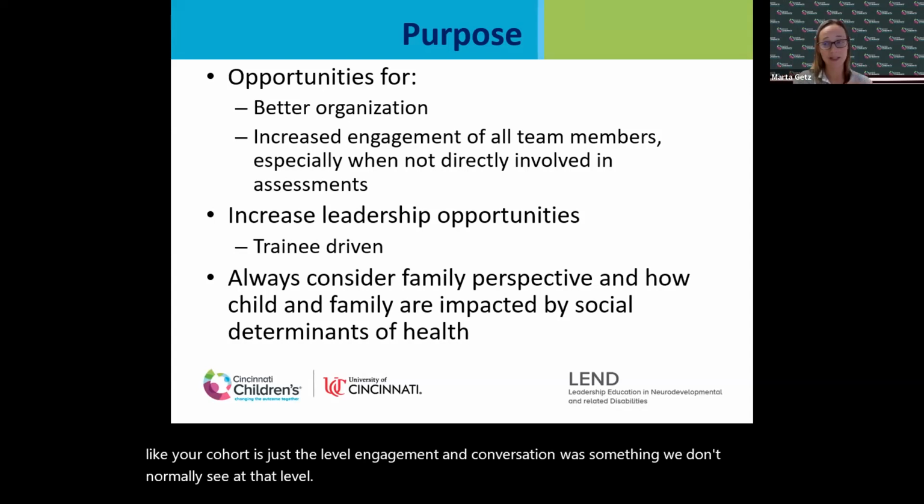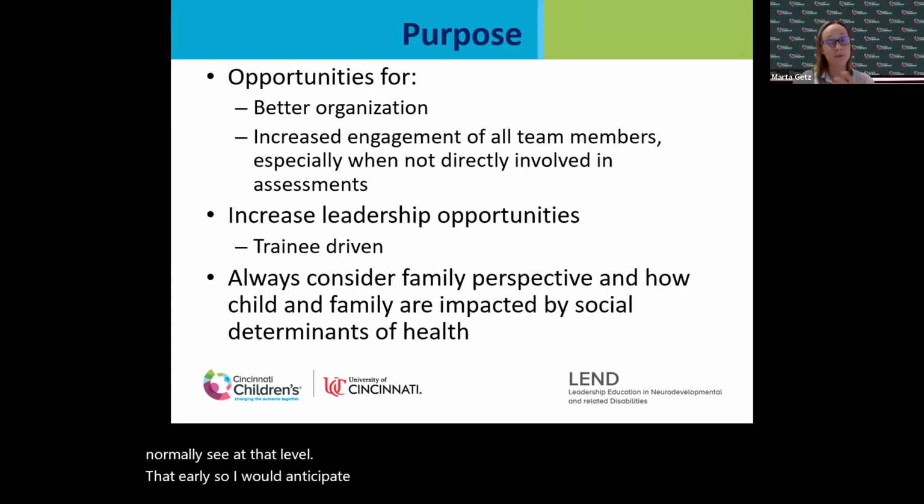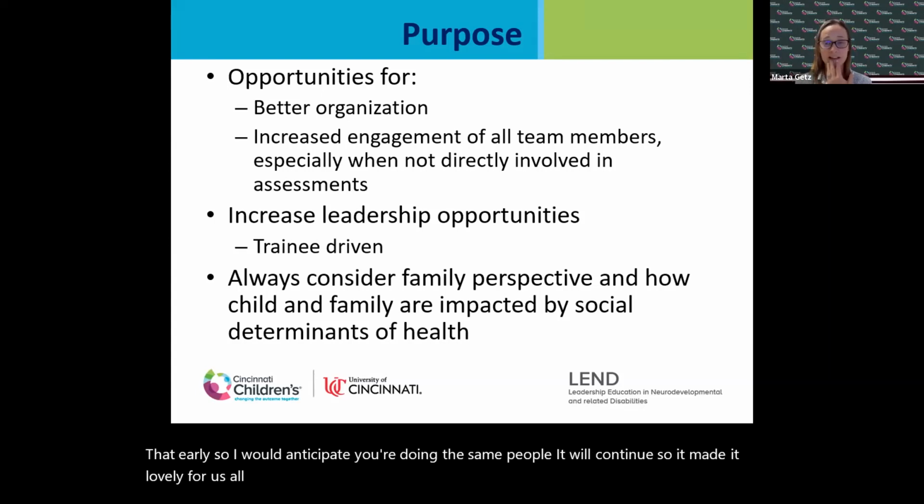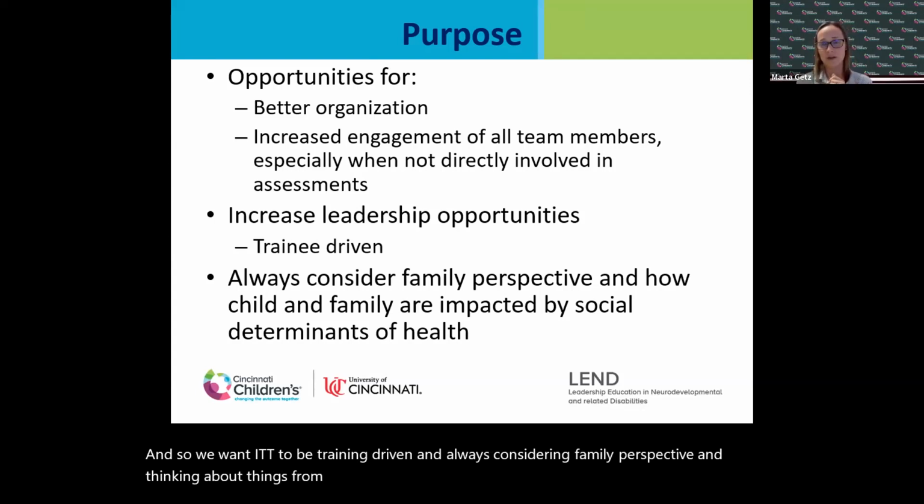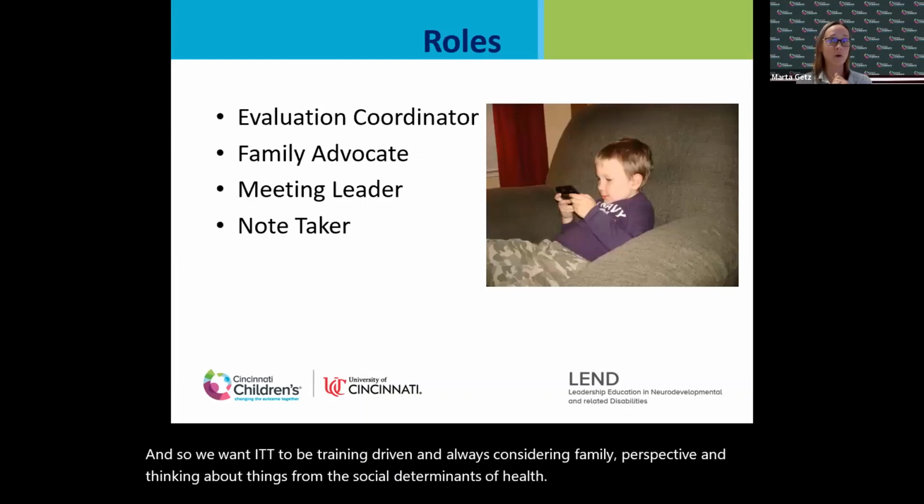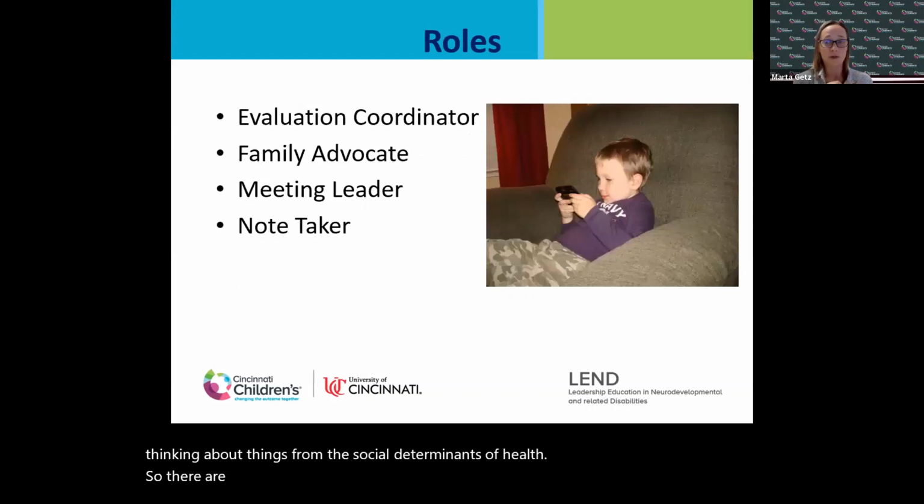So I would anticipate you're the same people. It will continue. It made it lovely for us all to sit back and watch you guys run with ideas and talk through all the different things. We want ITT to be training driven and always considering family perspective and thinking about things from the social determinants of health. So there are 4 roles, hence 4 of you per team.